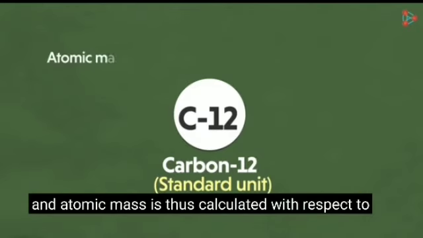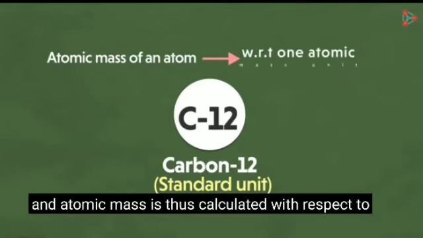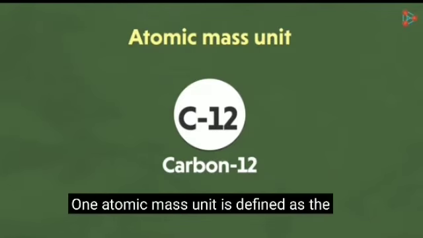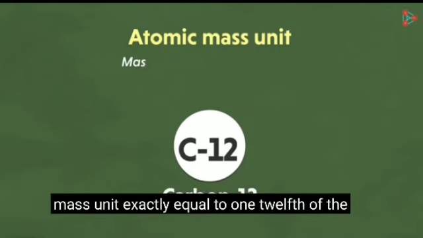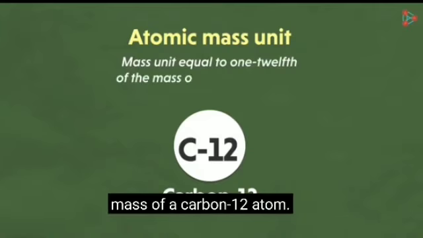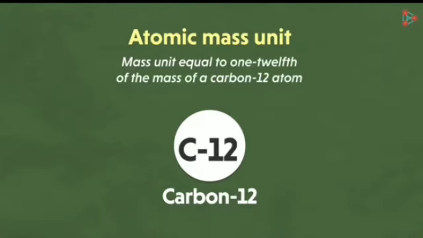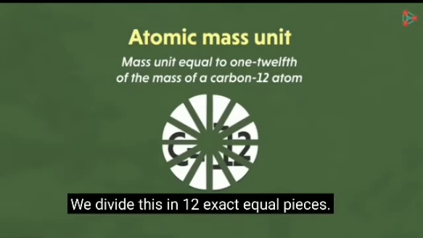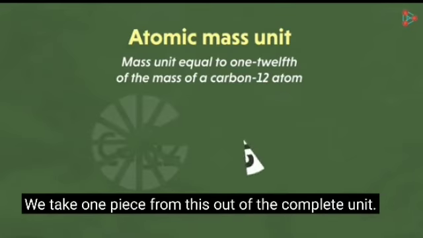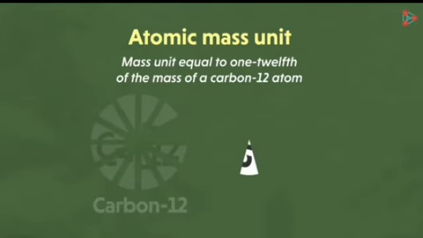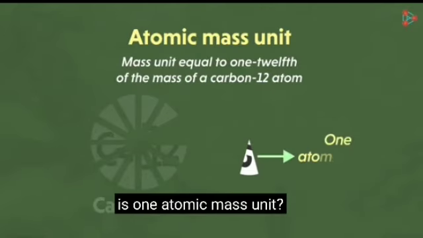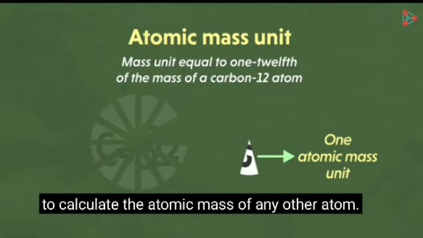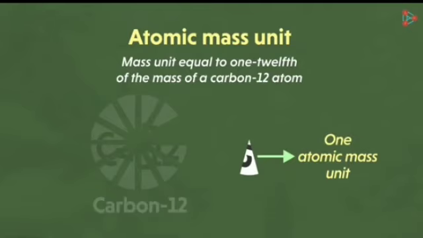So it is considered to be a standard unit, and atomic mass is thus calculated with respect to one atomic unit. And how do we define one atomic unit now? One atomic unit equals 1/12 of the mass of a carbon 12 atom. Is that clear? So let us assume this is one atom of carbon 12. We divide this into 12 exactly equal pieces. We take one piece out of the complete unit. Can we say the mass of the single piece is one atomic mass unit? Absolutely right. And this is used as a standard to calculate the atomic mass of any other atom.